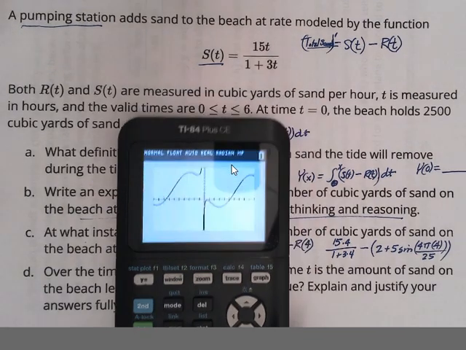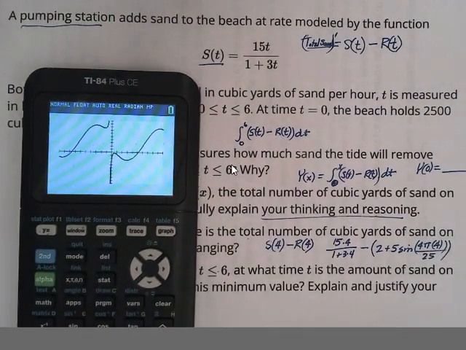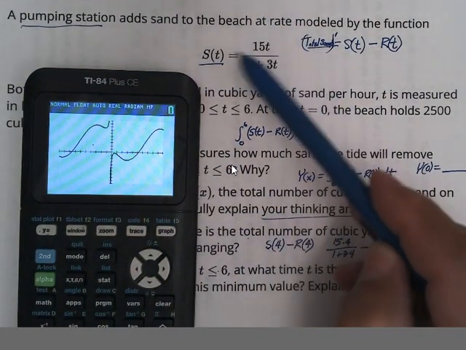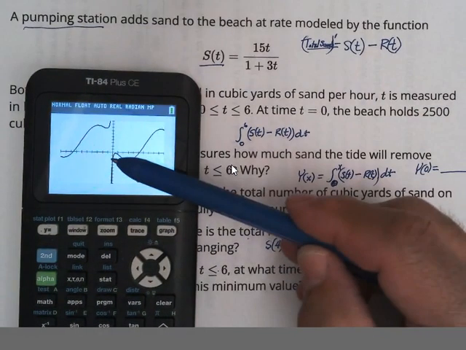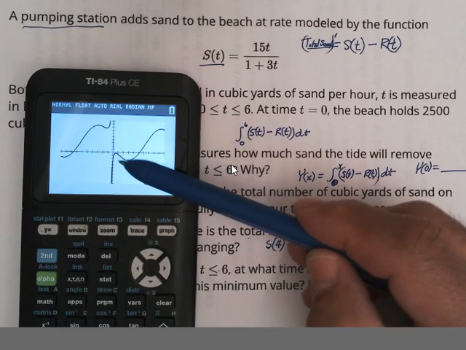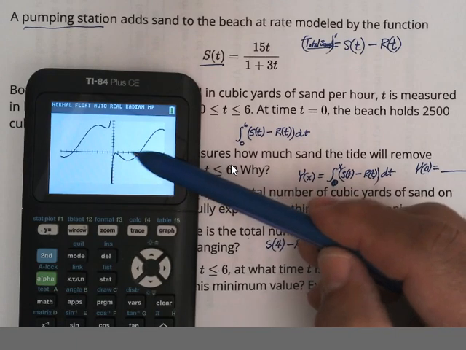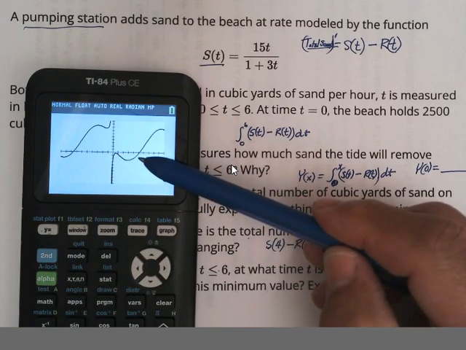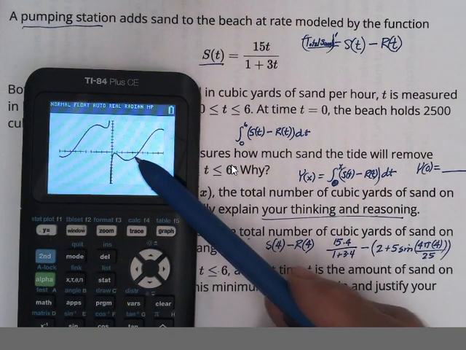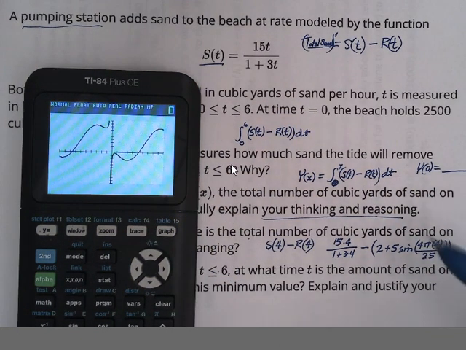Okay, when I zoom in, I see that the amount of sand being added minus the amount of sand removed turns out to be negative, so on net it's losing sand, and it stays negative even though it goes up and down. It's staying negative all the way until sometime here, 1, 2, 3, 4, 5 hours and something later. All that time it's losing sand. Then after that it starts gaining sand.